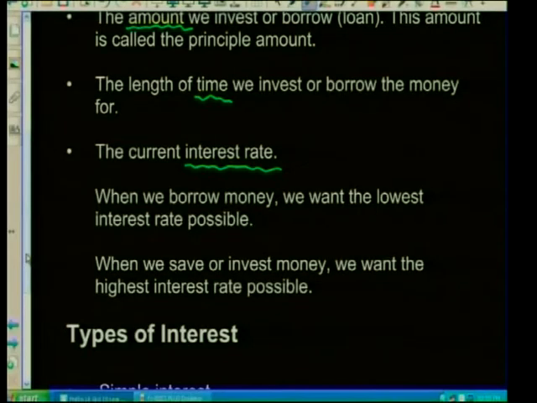But let's have a look here. When we save or invest money, we want the highest. Okay? So when we're saving, we want the highest interest rate. When we're borrowing money, we want the lowest interest rate.